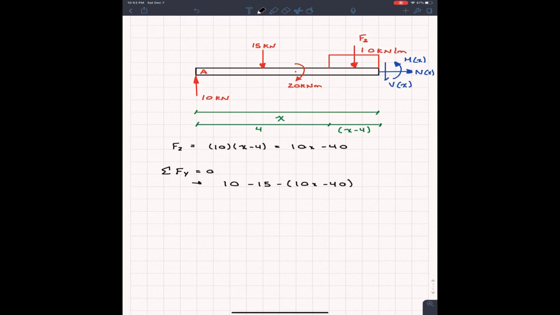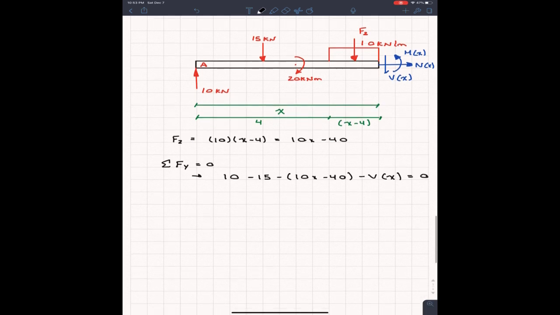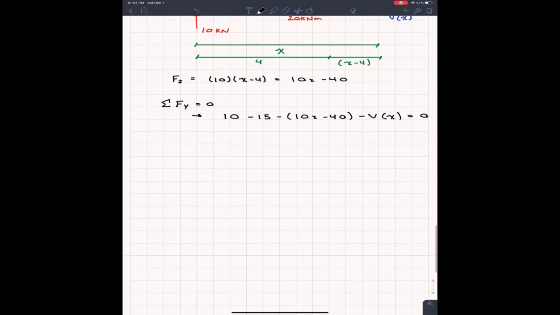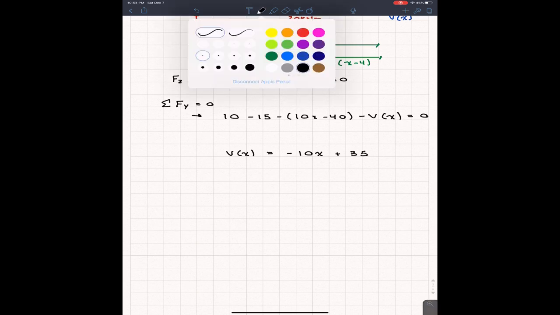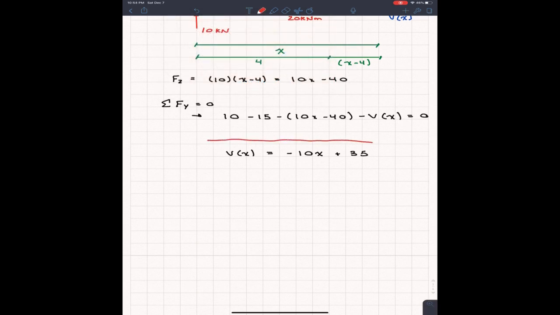And at the very end, we have a V of x going downwards, so minus V of x. And of course, equilibrium, everything's equal to 0. From there, our only unknown now is V of x. When we solve, we get V of x is equal to minus 10x, and then I got 10 minus 15, and then plus 40, so what I get is plus 35. So I'm going to come down here: minus 10x plus 35. And this right here is my equation for shear measured from point A.